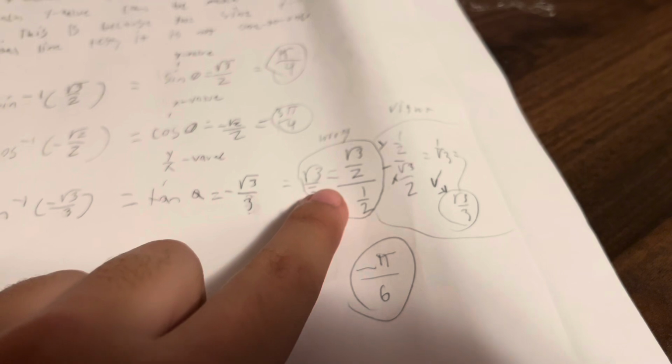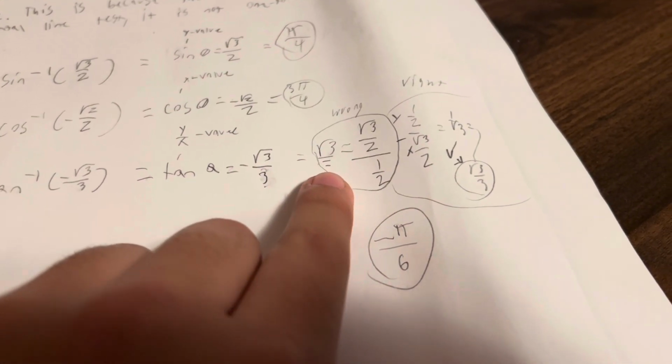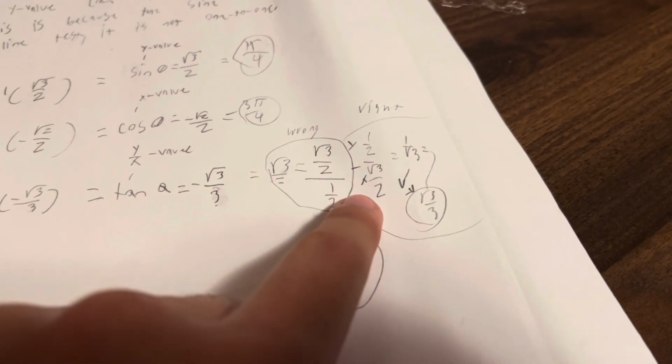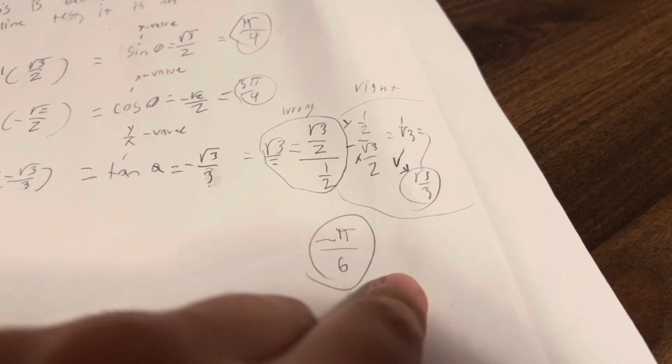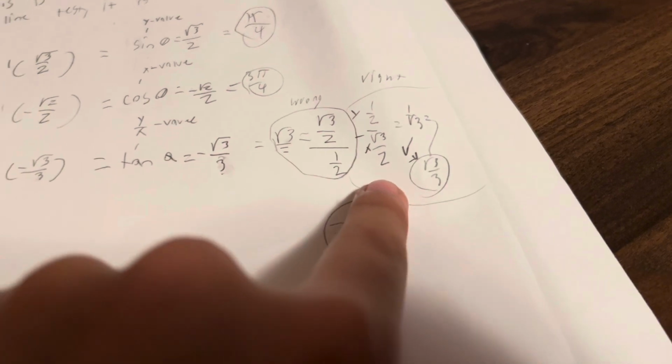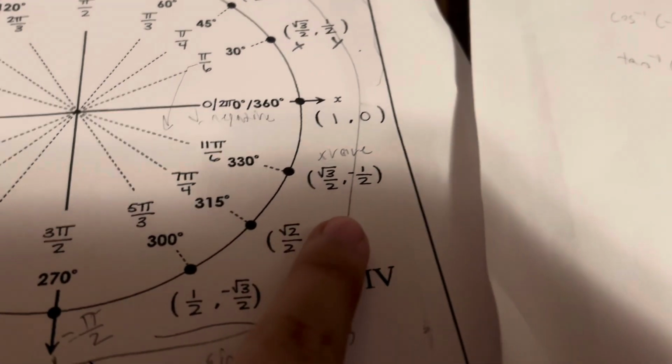So we know it can't be this because it doesn't equal square root 3 over 3. But if we do 1/2 over square root 3 over 2, and we do that math, we get square root 3 over 3. You just have to find that one. It's right over here, and that gives us the correct answer.